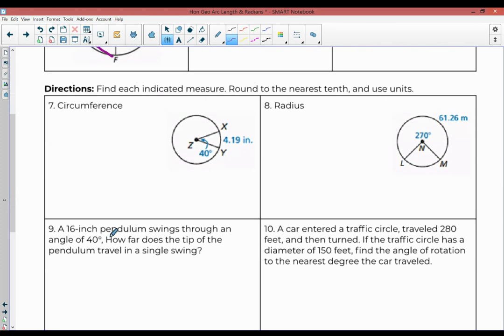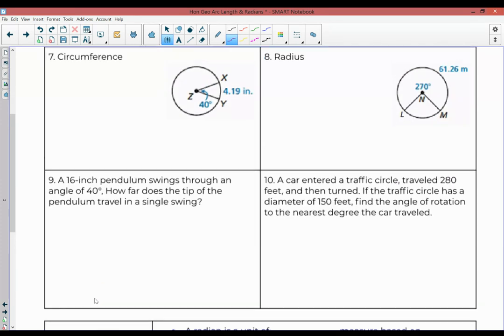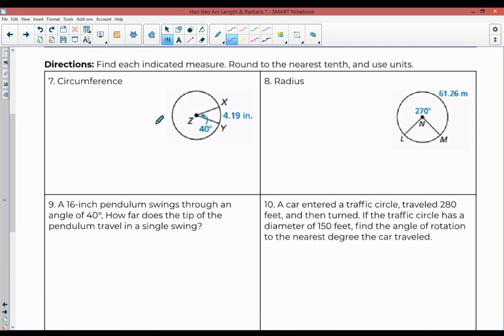All right, now we have a mixed bag with these four before we move on to radians. Find each indicated measure, round to the nearest tenth, and use units. We want to find the circumference here. If I know this arc length, I can solve for the radius, and then if I know the radius, I can find the circumference. So let's do that.